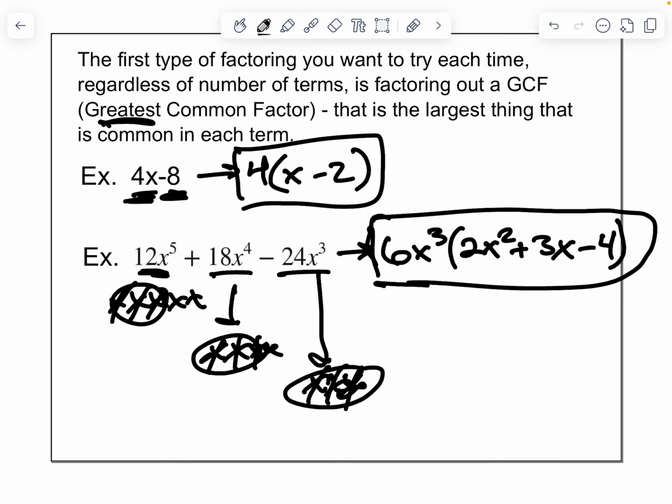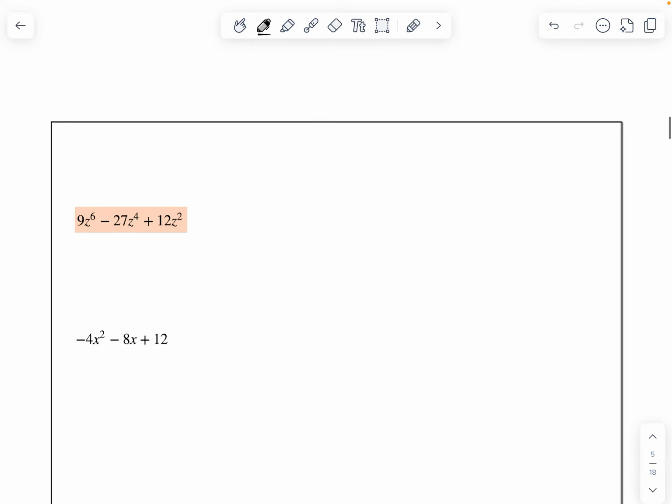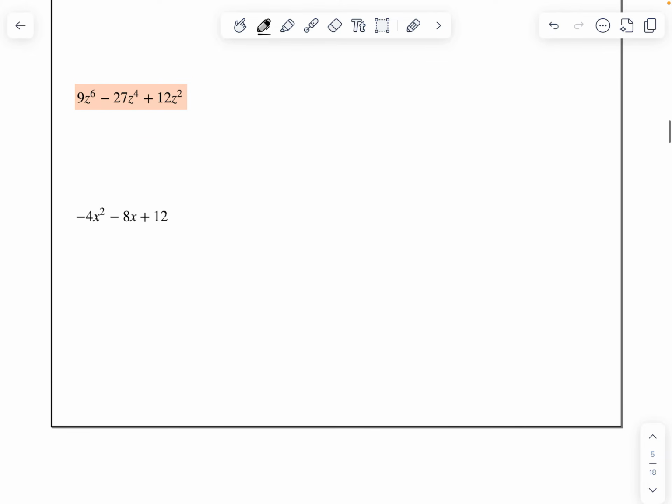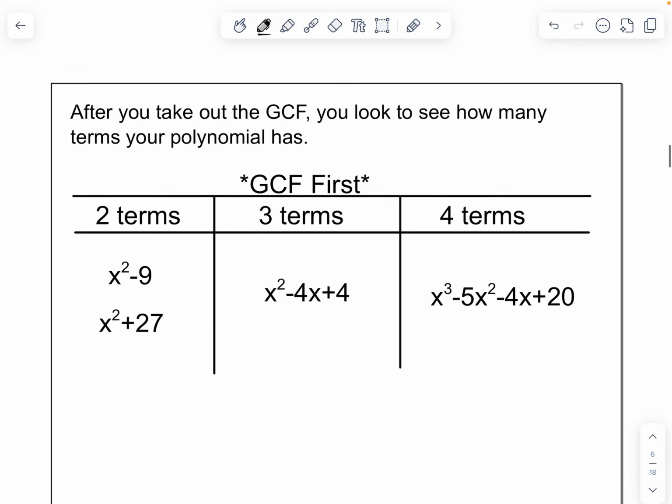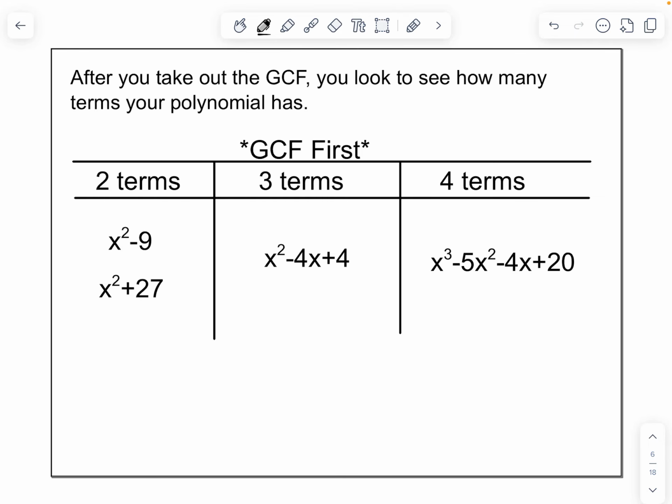GCF is the first thing you want to do every single time. After that, you'll start to look at how many terms it has. Here are some more examples. You can go in and do those, and I'll leave you the answers after this slide. All right, after GCF, you're going to look and see how many terms your polynomial has.